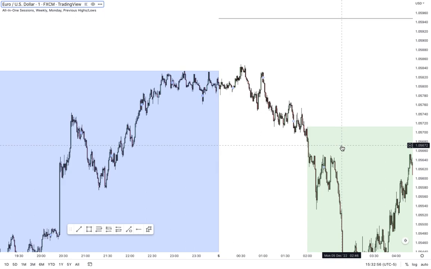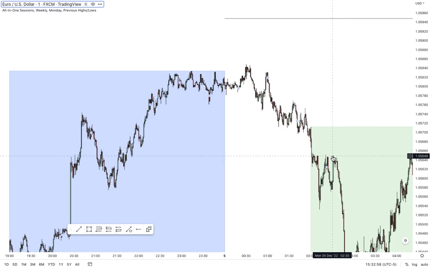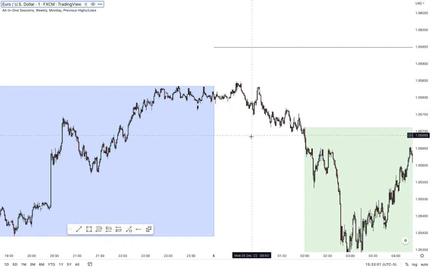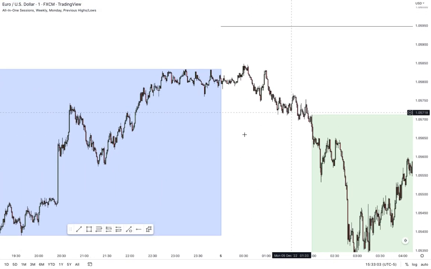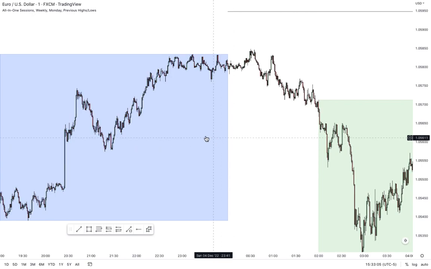Now, as many of you were struggling with your bias, I don't know what there is to be confused with, right? Let's say in this scenario we cleared the buy side first. Where should your target be? Your first take profit would be the 5R. Your next take profit would be the 10R, and your last take profit would be the Asian session low. If you set the Asian session high, your target is the Asian session low.